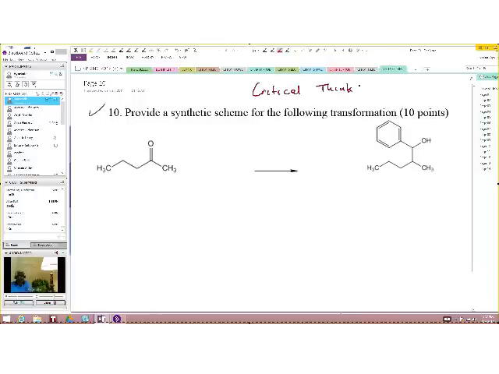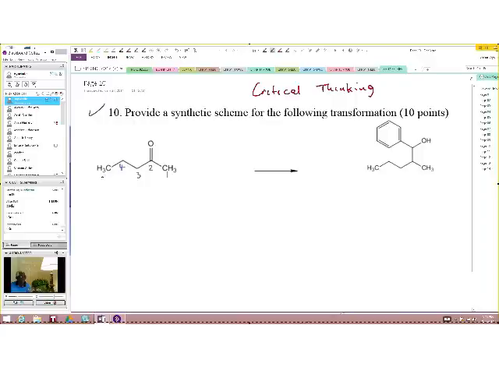Okay, but without knowing those reagents, you cannot think critically in organic chemistry. So therefore, at this point, let us analyze this problem. What do we have here? Let us number this. We have many carbons here. Let's say carbon 1, carbon 2, carbon 3, carbon 4, and carbon 5.